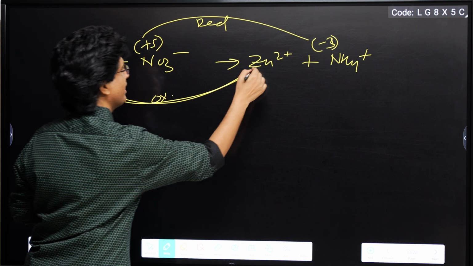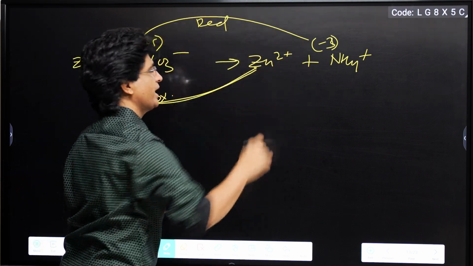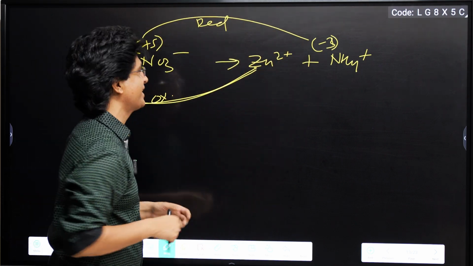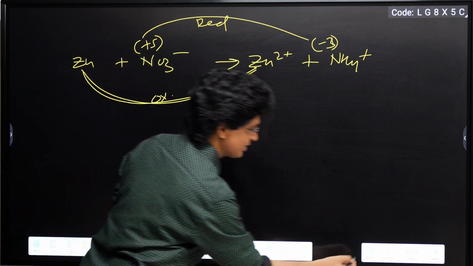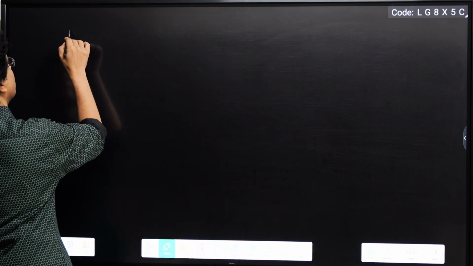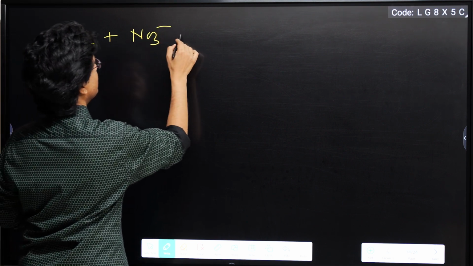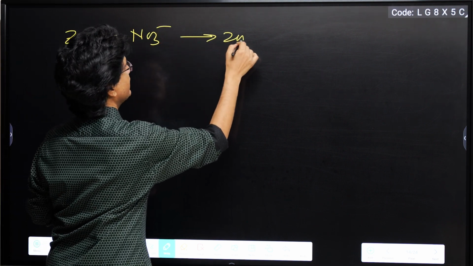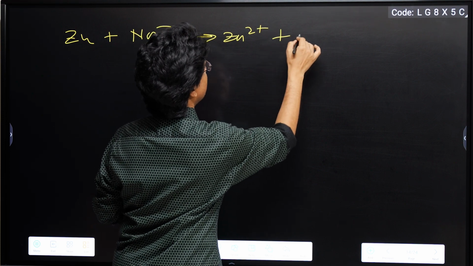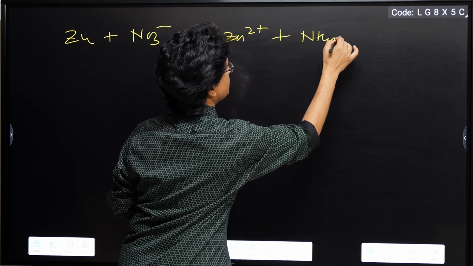So this is the oxidation reaction, this one is the reduction reaction. We are into a proper redox reaction. Okay, so let's try to balance it now on the fresh page. Zinc plus nitrate ion giving you Zn2+ and NH4+.